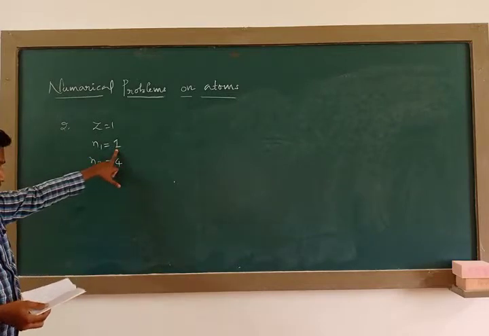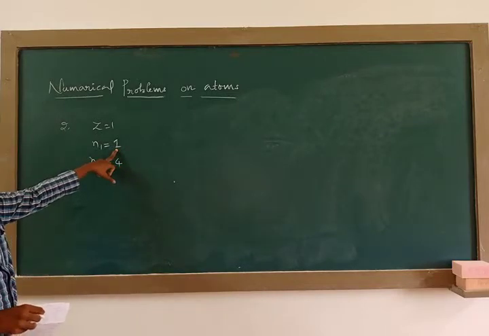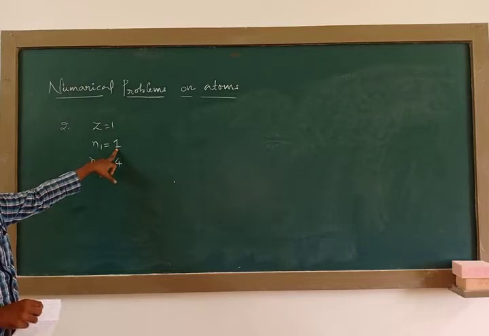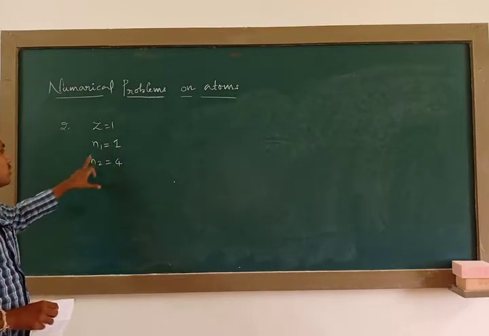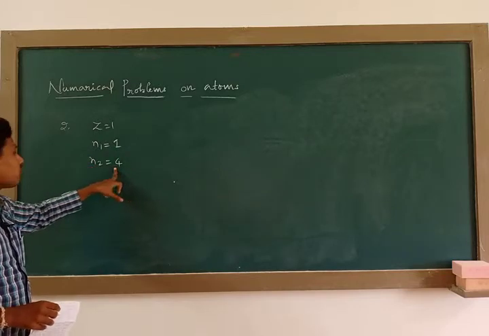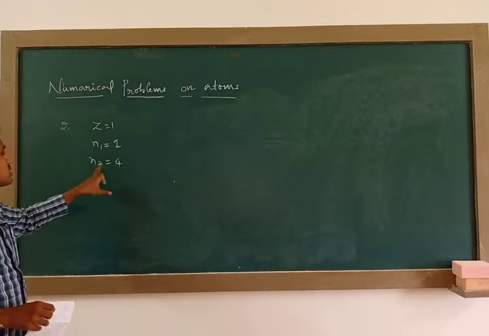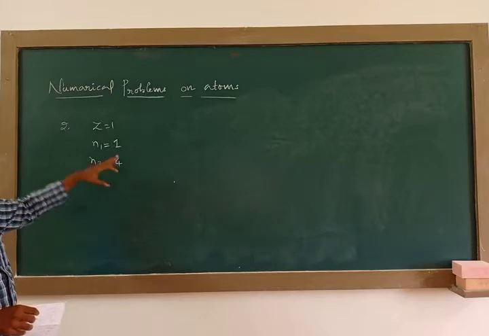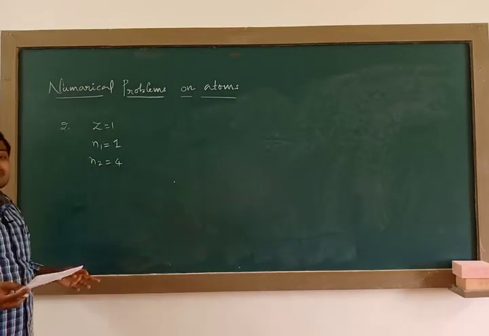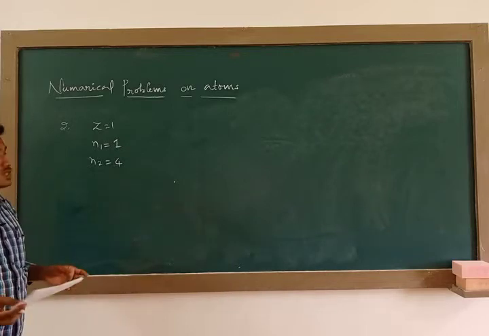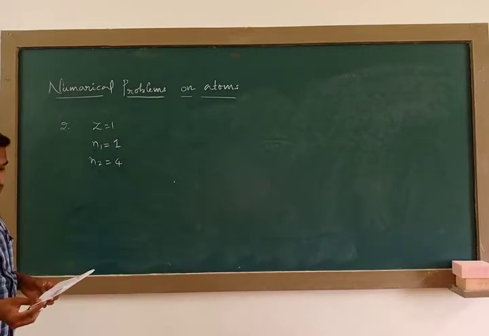Why N1 is designated as 1? Because the lower orbit, the innermost orbit, that is the first orbit, becomes the 1 here. So the second orbit is nothing but for which orbit it is jumping, that is N2 is equal to 4, the fourth orbit. So a hydrogen atom absorbs energy such that transition occurs from first orbit to the fourth orbit.